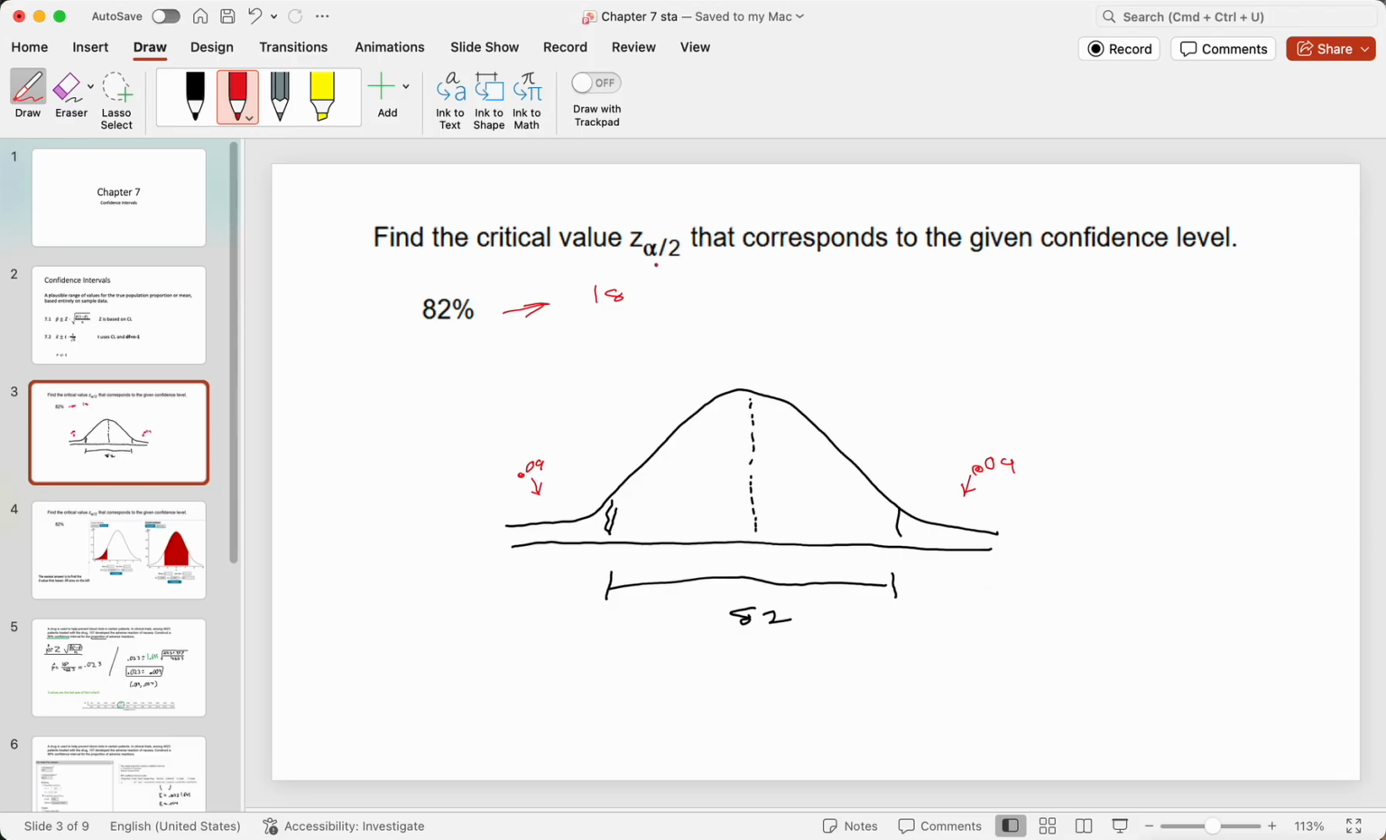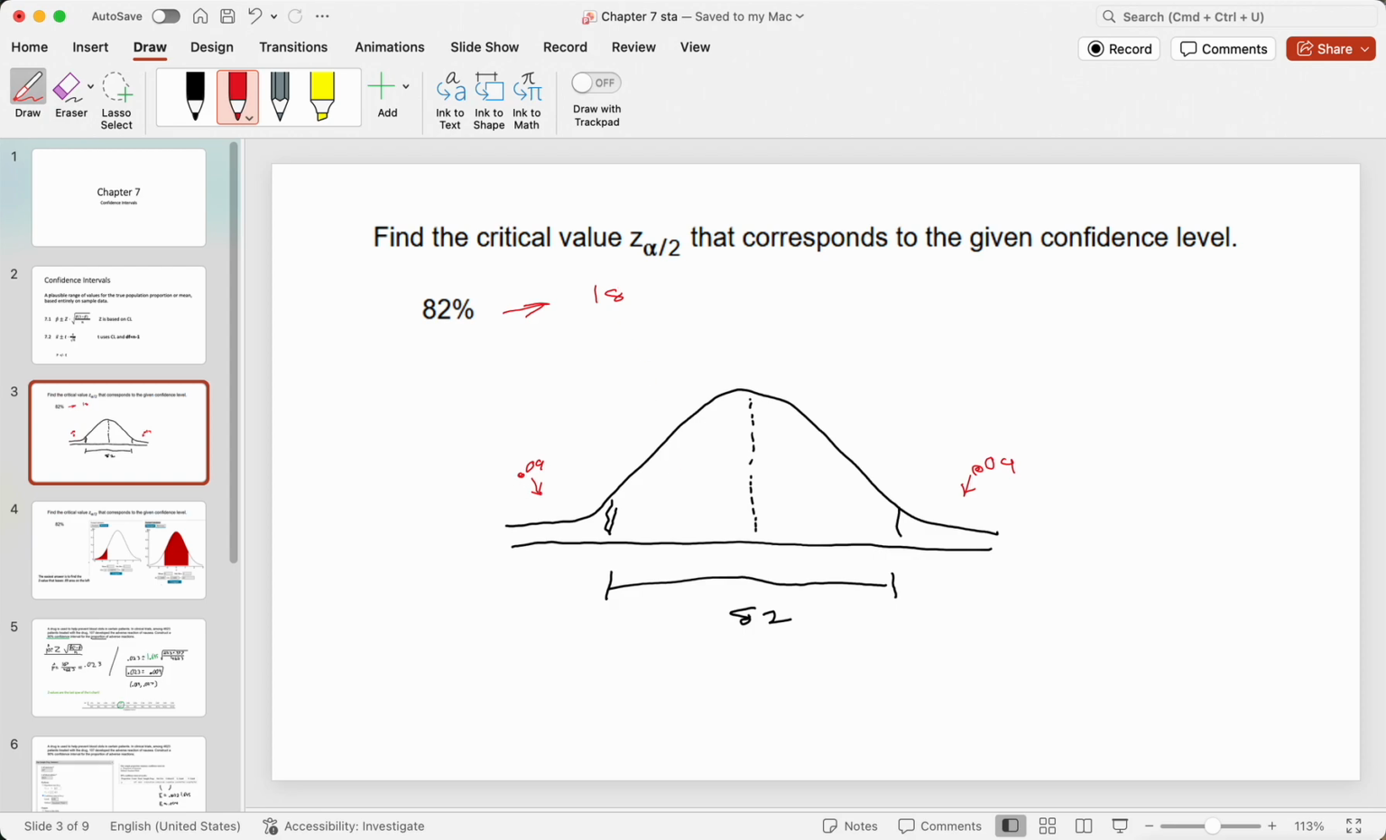So why is it called z alpha divided by 2? Because what we're saying is if I was able to capture 82%, or be right 82% of the time, or be 82% confident, then I'm 18% unsure. Alpha essentially stands for the error you're willing to let happen through the statistical process. If I want to be right 82% of the time, I must be willing to give up 18%. Alpha would represent that 18%, the chance that I'm wrong if I say something conclusive.